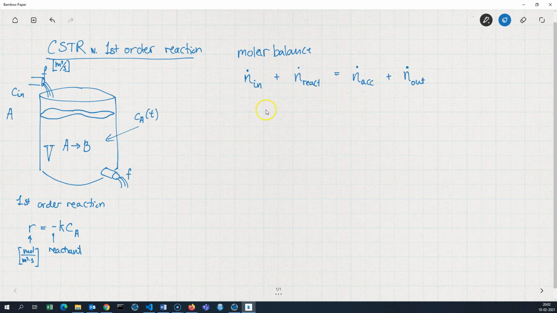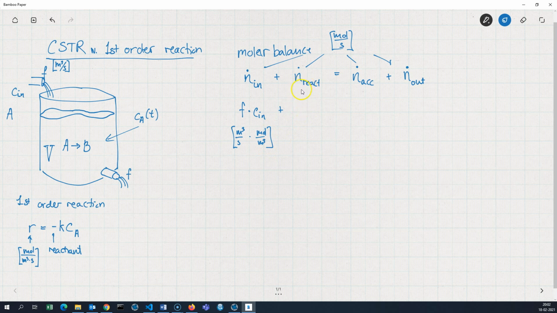That's the molar balance. And let's try to be more specific. The incoming amount of substance per time unit can be written as the flow rate times the concentration. Notice that all of these terms have the same unit, and that unit would be moles per second or minute, whatever time unit we use. This term here, let's check the units. Cubic meter per second times moles per cubic meter. That gives us moles per second, so that's a correct unit.